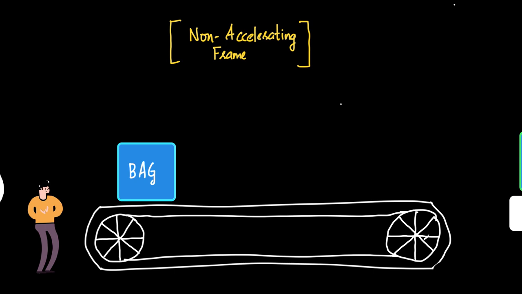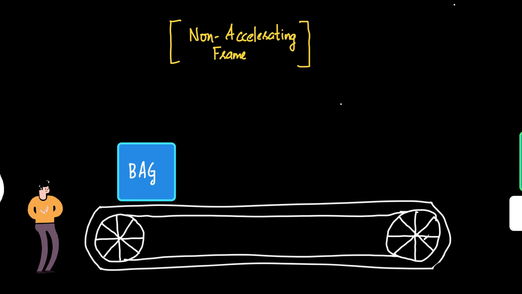We'll do this question in two ways. First, we'll do it the inertial way. Second, we'll solve the question in a non-inertial frame of reference. But before going to that, let us dissect the question. So what's given to us? A bag is gently dropped.